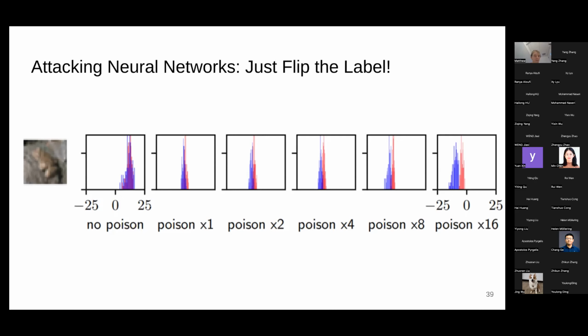The red part and the blue part are both with poisoning. The red part is where the example is contained in the training set, so it's the in distribution. And the blue part is the out distribution, where it's not in the training set. And so membership inference works if these distributions are very different, and poisoning makes them very different.